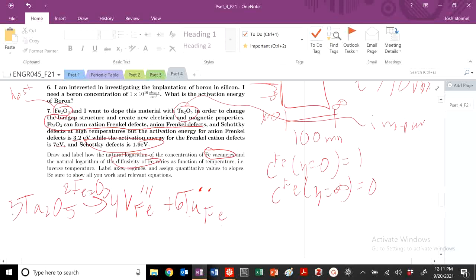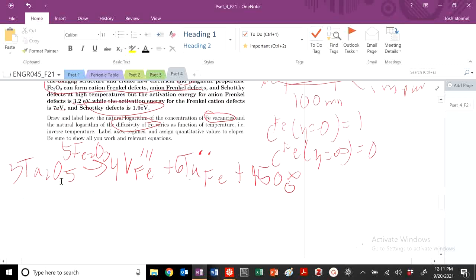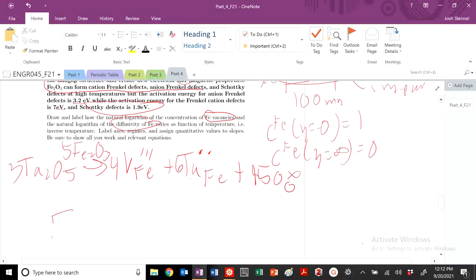So let's do mass balance. I've got 6 Ta, so I need 15 oxygen. All right, that'll work. What about my Fe? 4 Fe. Actually, I need 10 Fe. So 5 and then 15. I'm good to go. So I just need my charge balance because I don't have the chemical equation there.